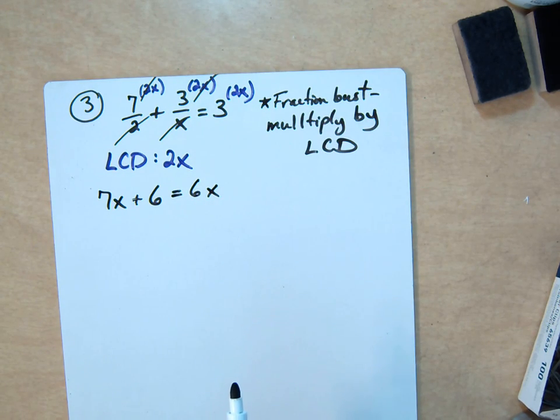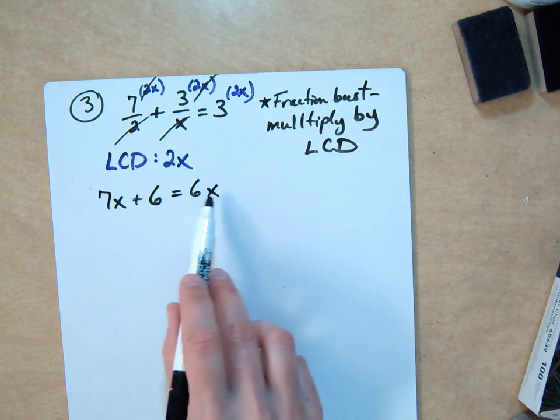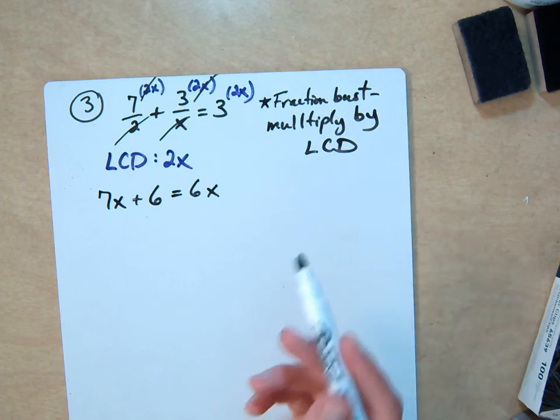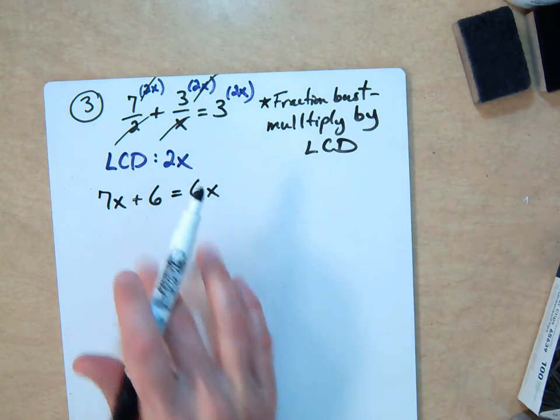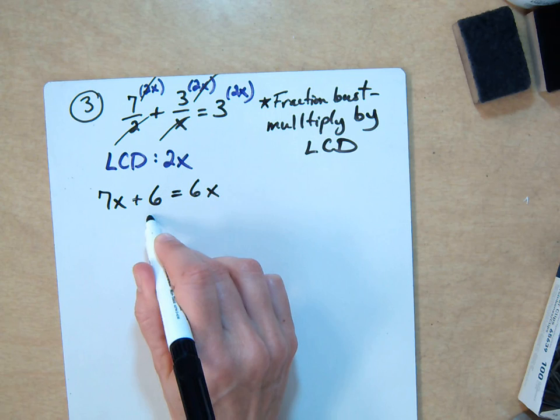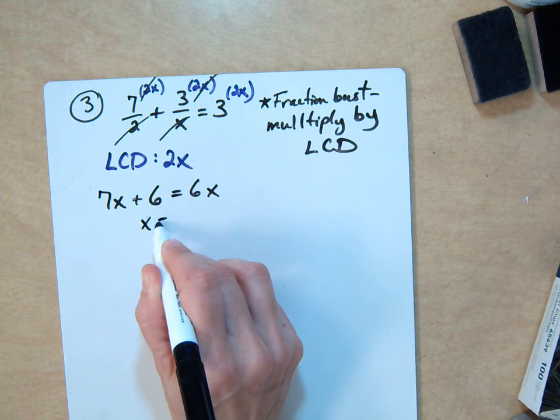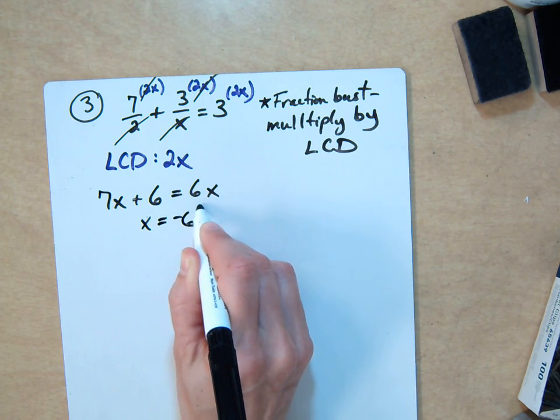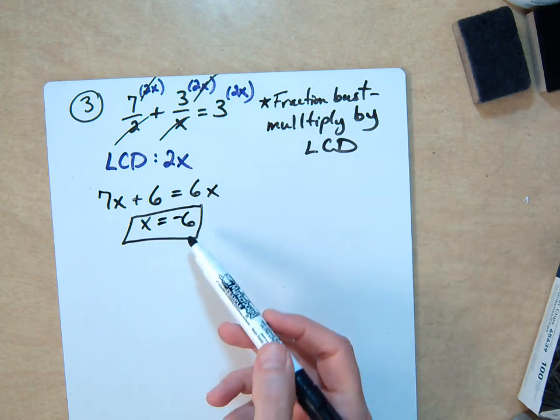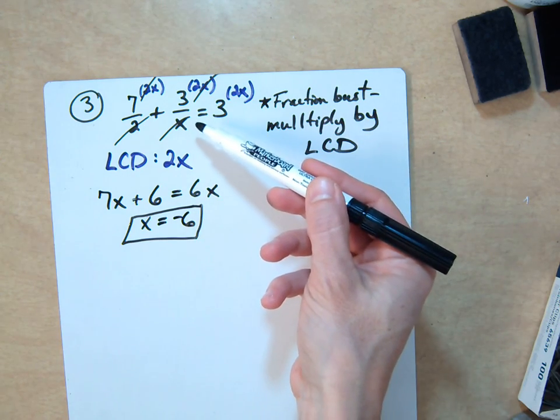LCD means lowest common denominator. It's like the common denominator, basically. Usually what you hear it as is common denominator. This is the result, so the hardest work is done. You just solve it. From there you get everything on the same side. So you get x equals, move this, negative 6. That would be the answer if it works, and it does because it doesn't make the denominator 0.